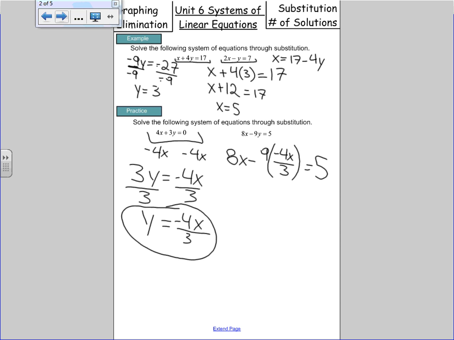Let's multiply that 9 in. When you multiply a number into a fraction, you only have to multiply the top number. Only the numerator. So it becomes 8x minus 9 times negative 4 is negative 36. Negative 36x divided by 3 still equal to 5.